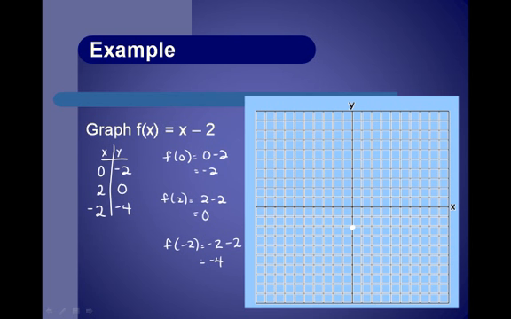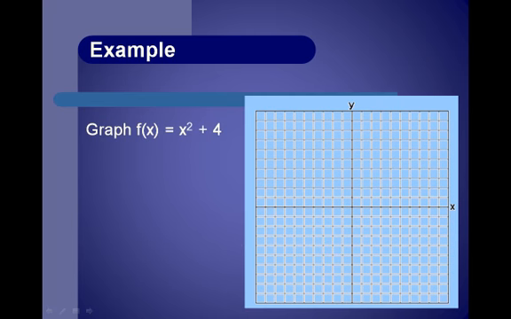For the first one, if x is 0, y is negative 2, so over 0, down 2. The second ordered pair, (2, 0): if x is 2, y is 0. And then the third ordered pair, if x is negative 2, y is negative 4, back 2, down 4. So there are our 3 points. Then we want to go through and draw a line that connects all 3 points. So this function, f of x equals x minus 2, is a straight line through those ordered pairs.